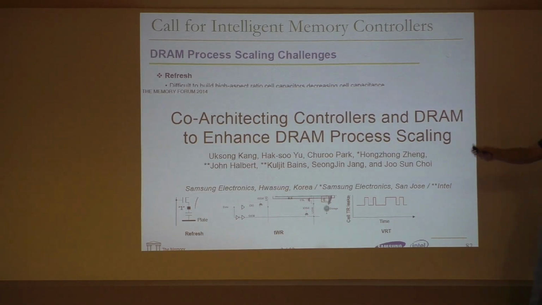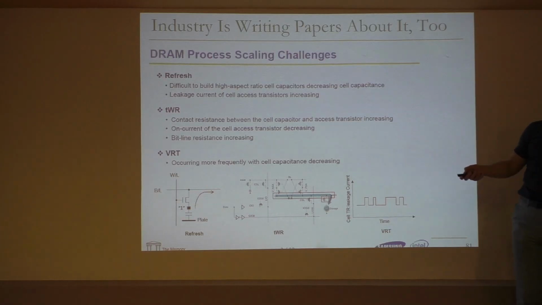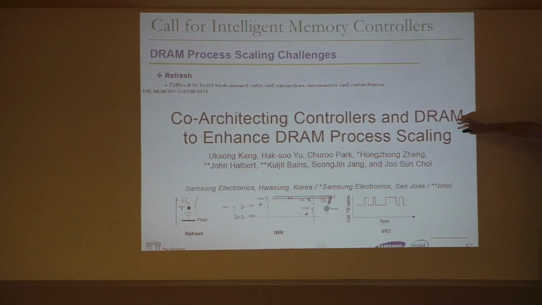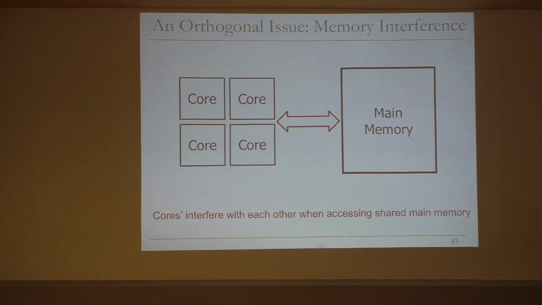For example, they propose error correcting codes inside the DRAM. They propose refresh solutions, which we're not going to discuss, but it's basically the same conclusion that I have just said. Main memory needs intelligent controllers to overcome some of these scaling issues. And I'll give you more examples of this. So since we're talking about trends in main memory, I'm going to switch gears now.